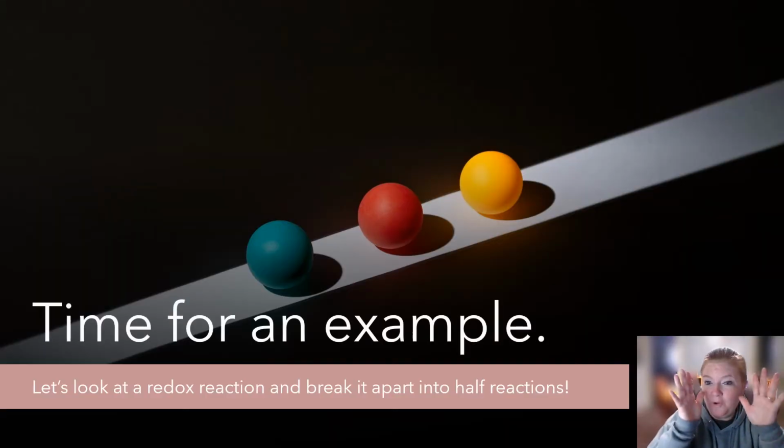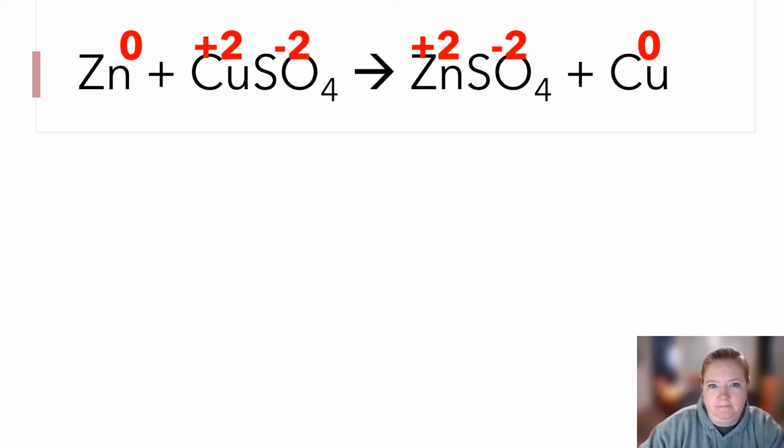Okay, that was a whole lot going on. So let's look at an example. We're going to look at a redox reaction, one that we actually looked at in a previous video, and we're going to break it apart into half reactions. All right, here we go. So again, we looked at this in a previous video, and we separated out the charges.